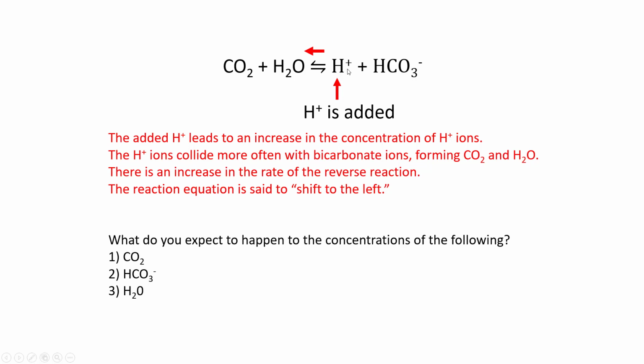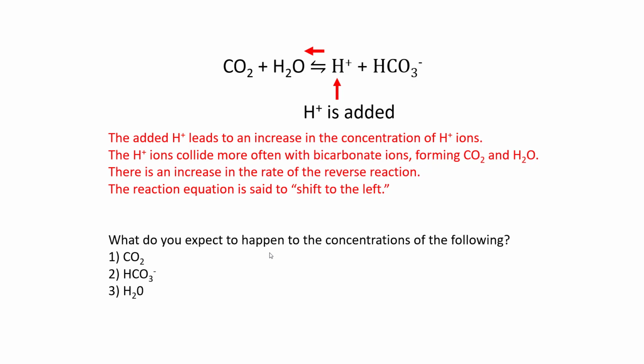And why would this occur? Well, the hydrogen ions collide more often with the bicarbonate ions, forming CO2 and water. So this, again, constitutes an increase in the rate of the reverse reaction, and the reaction equation is said to shift to the left. You're shifting to the left. What do you expect to happen to the concentrations of the following: CO2, bicarbonate, and water?